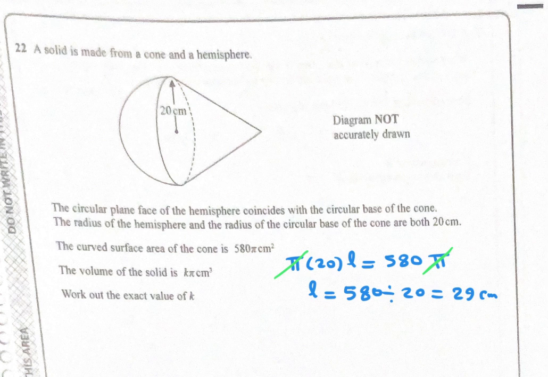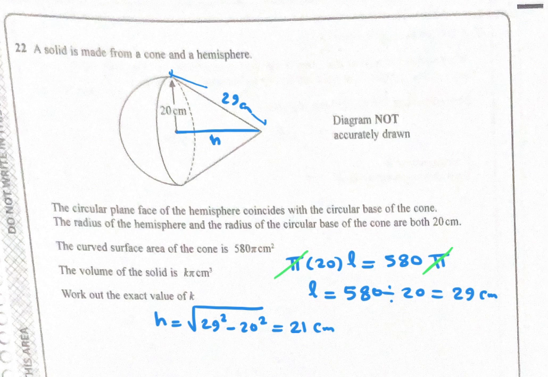Now we have the slant height, 29 centimeters. So we can find the height of the cone, because we need that when we find the volume of the solid. The height of the cone from Pythagoras theorem is the square root of 29 squared minus 20 squared, which equals 21 centimeters. So the height is 21 centimeters.